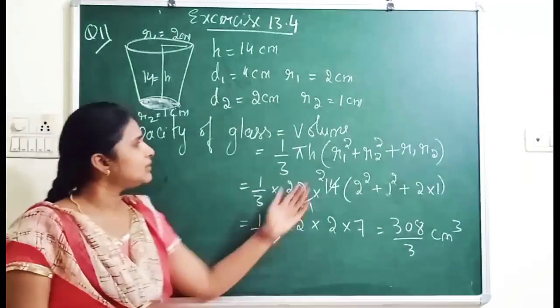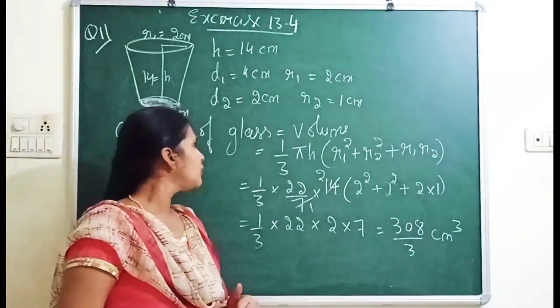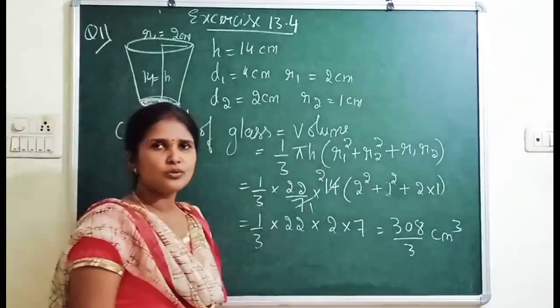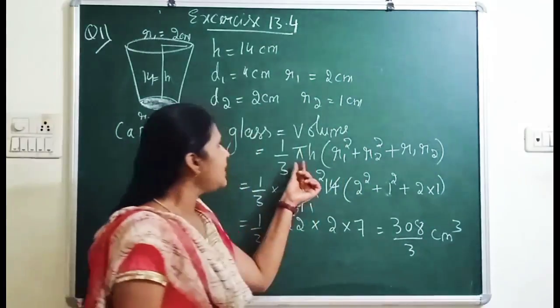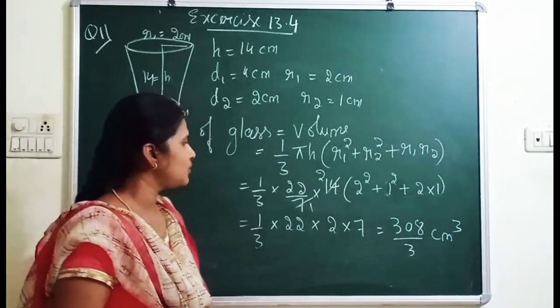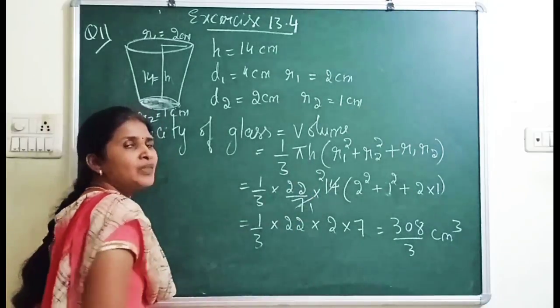So we have all the three dimensions now. We can find the capacity of the frustum of cone. So let me start. Capacity of the glass, that is volume, equals 1 by 3 pi h into R1 square plus R2 square plus R1 into R2. Just substitute all the values. 1 by 3 pi value.